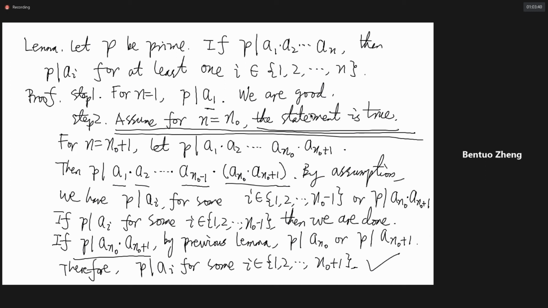Okay, so now we're going to use this lemma to show the first part of the fundamental theorem of arithmetic. The fundamental theorem of arithmetic says that any integer greater than 1 has a prime factorization. And moreover, if you rearrange those prime factors in increasing order, then the factorization is unique. So let's first prove the existence, that is, there exists a prime factorization.